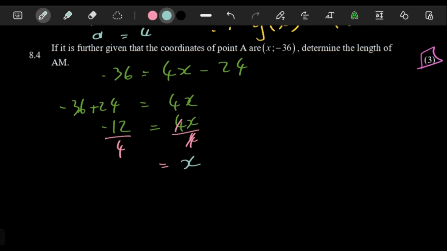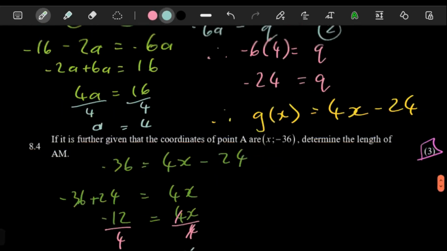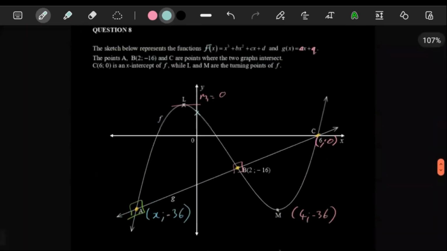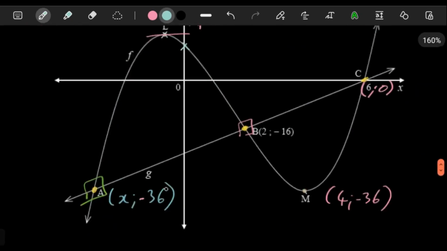Negative 12 divided by 4 is going to give you negative 3, which makes sense because that x value is on the left side, you see. So if this is 3 units from the y-axis and then 4 units from the y-axis, the total distance is going to be 7, you see.